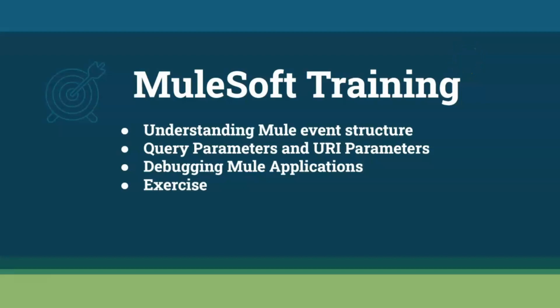Everyone, in this class we are going to discuss the Mule event and understand its structure. What are the different components of a Mule event, and as it travels along a Mule flow, how do the Mule event and its components change? We will also discuss query parameters and URI parameters. We'll understand what they are, what we use them for, and why we need them.